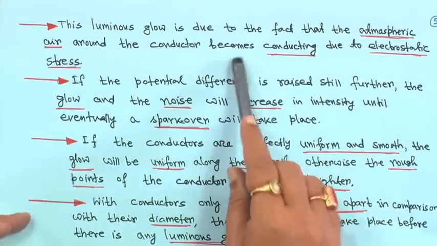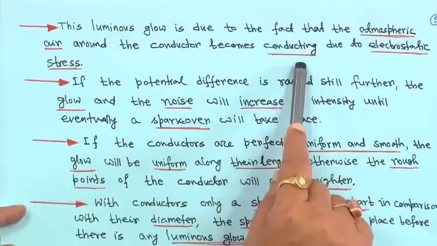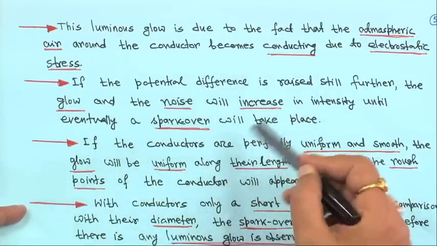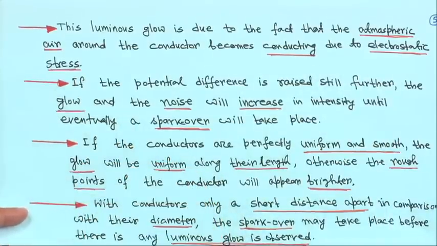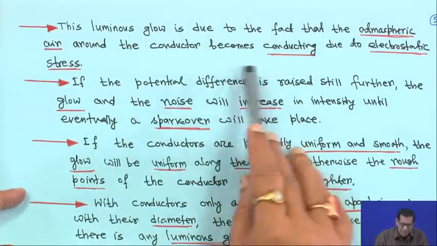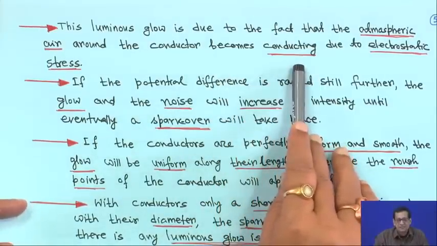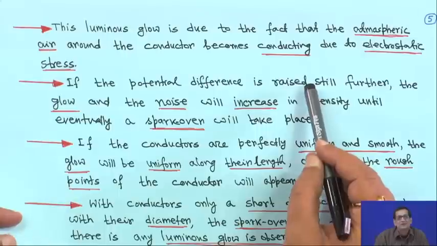So, this luminous glow is due to the fact that the atmospheric air around the conductor becomes conducting, because it is ionized, right, due to the electrostatic stress. The air around the conductor becomes conducting, but the potential gradient has to be very high, 30 kilovolt per centimeter or above.